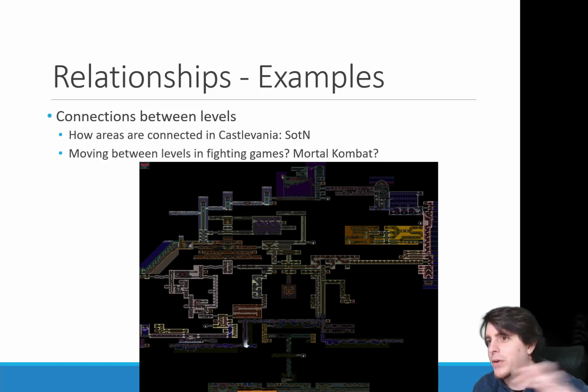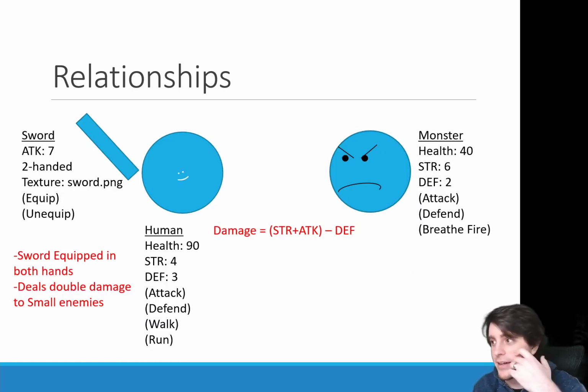Anyway, let's go all the way back to our system, since I think you've seen it for a couple frames already. But let's add a couple relationships here. So let's say, first of all, we're going to relate the sword and the human. We'll say the sword is equipped in both hands to the human. Cool. We're also going to say the sword has a relationship to small enemies, where the sword deals double damage to an enemy if they are small.